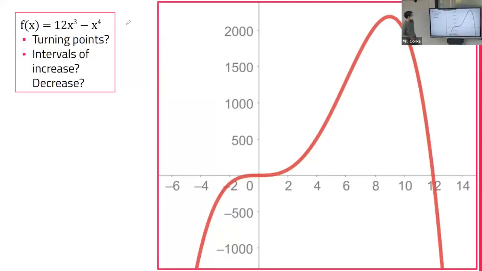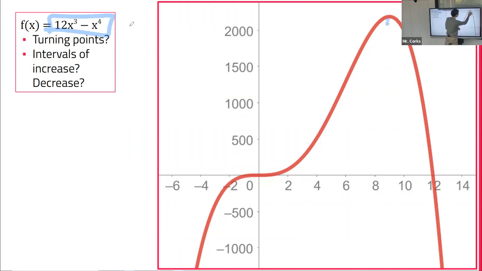Okay, let's come back to the graph stuff. So let's look at this thing here. And by the way, this is the function, 12x cubed minus x to the exponent 4. How many turning points do you see in this graph here? 3 turning points. Tell me where you think they are. But tell me the x values. So turning points, not the zeros.